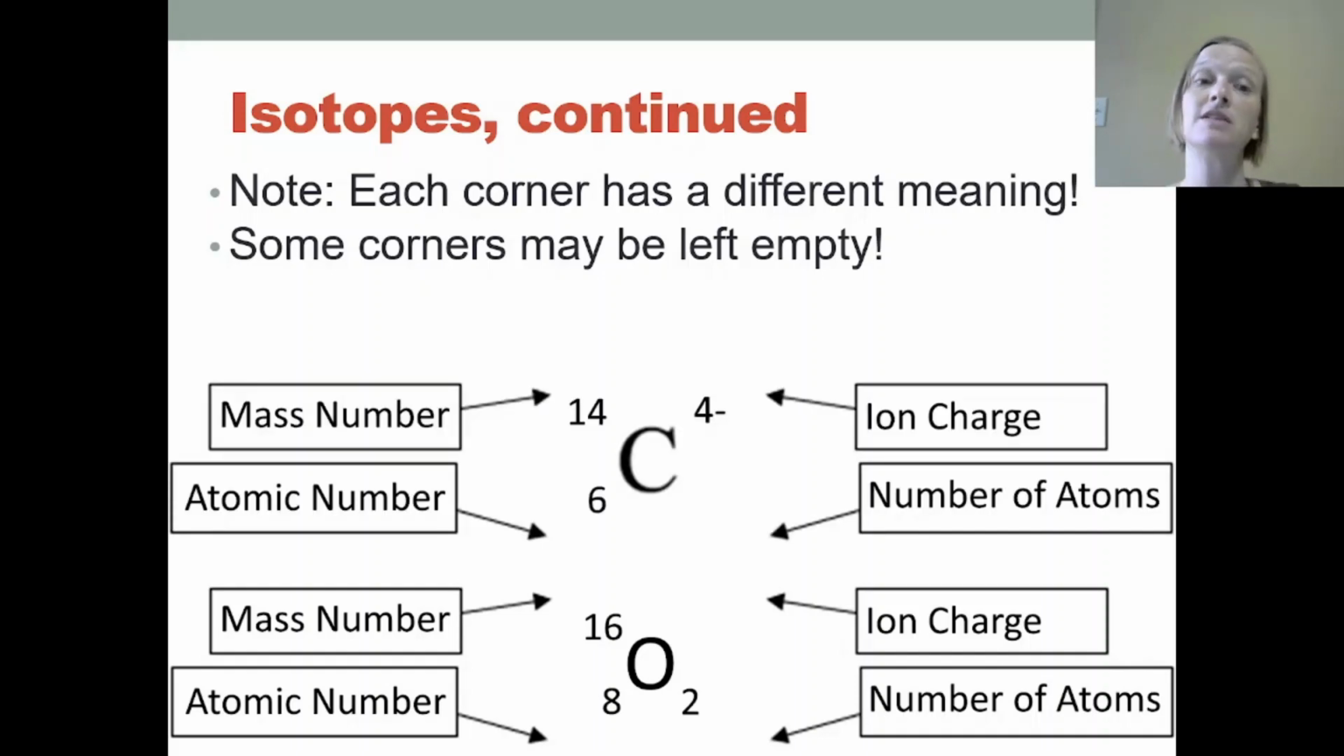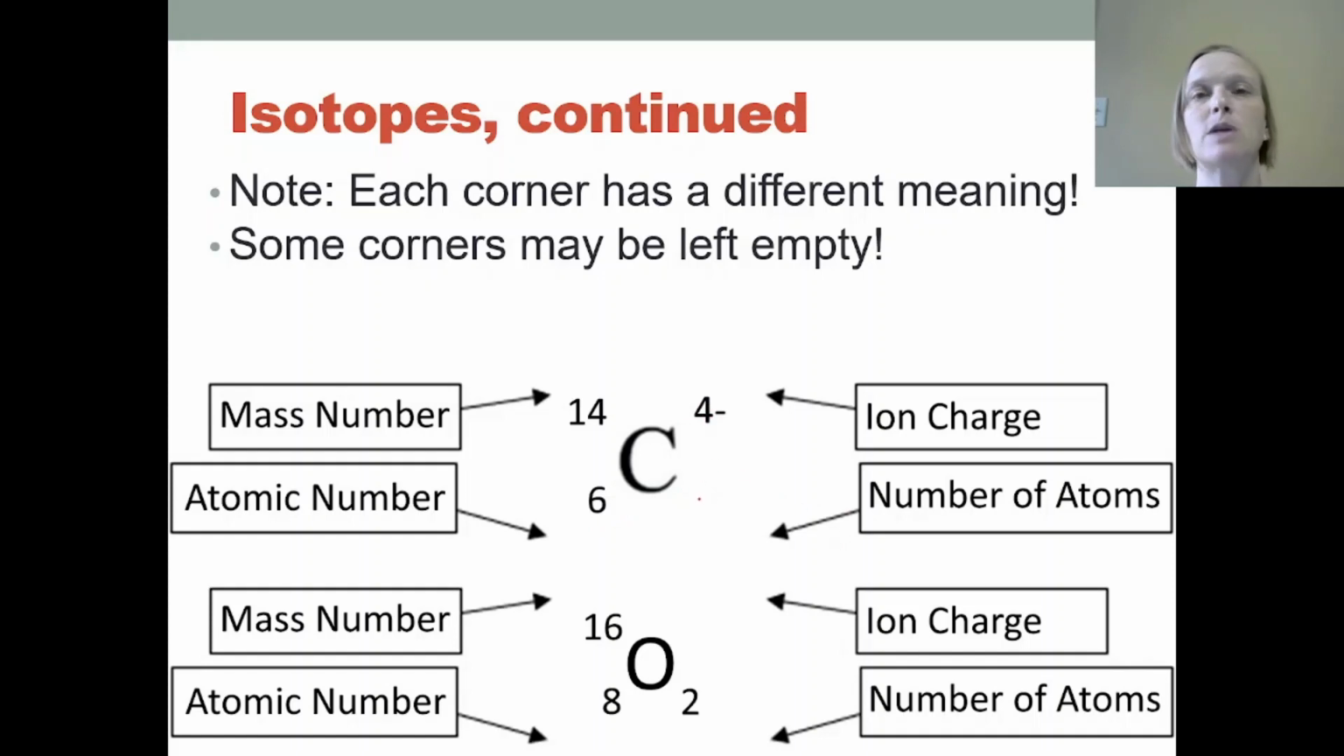Here's an example that does have a charge in it. This time I've got carbon with a mass of 14. The atomic number is always 6. But here I do have an ion charge, a negative ion charge. Think for a moment. Does a negative charge, would that have more protons or more electrons? More electrons. Electrons have a negative charge, so if you have a negative ion charge, you must have a lot of electrons compared to the protons.